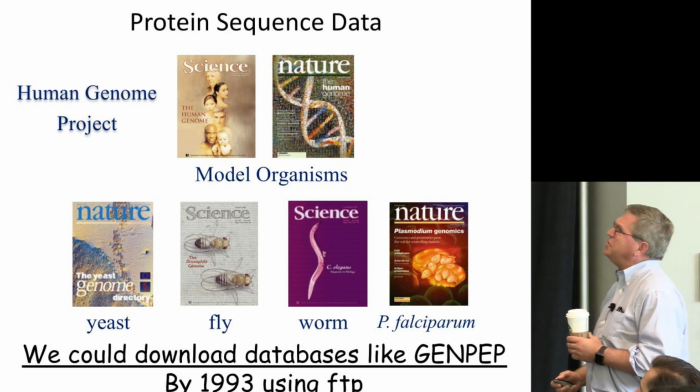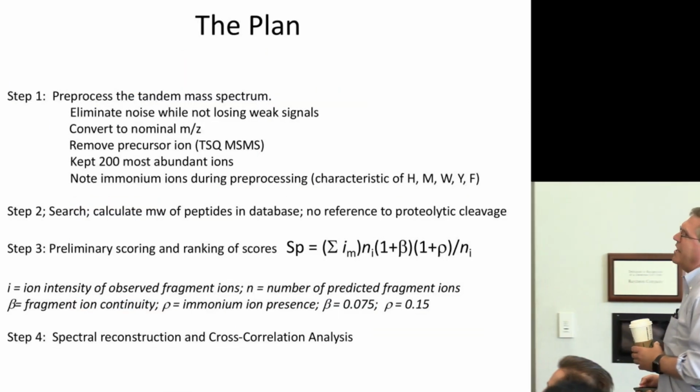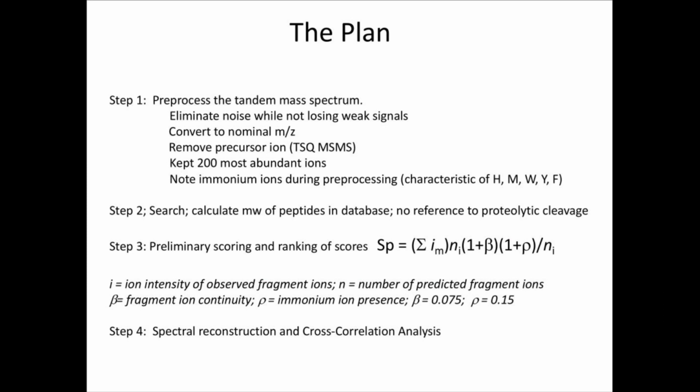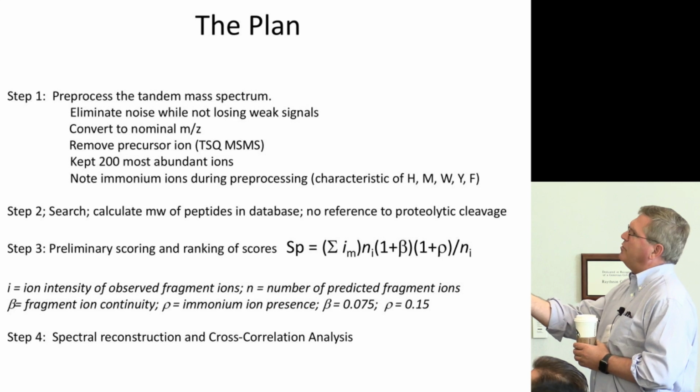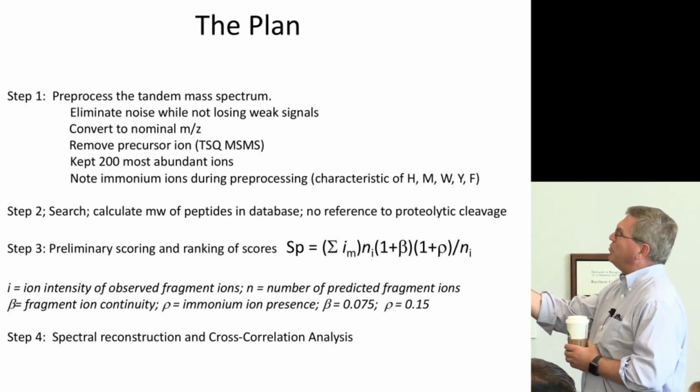Okay, so the plan was to pre-process tandem mass spectra, eliminate noise while not losing weak signals, convert the nominal m/z, and remove the precursor ion. This is TSQ data, so there's a very large precursor ion still left in the spectrum, and it could dominate any of the mathematics that you'd use to try to compare spectra. So we kept the 200 most abundant ions. We noted the ammonium ions during pre-processing.